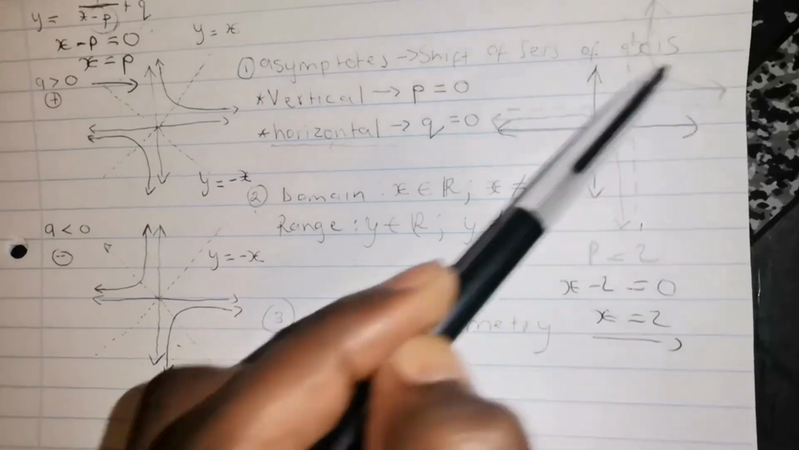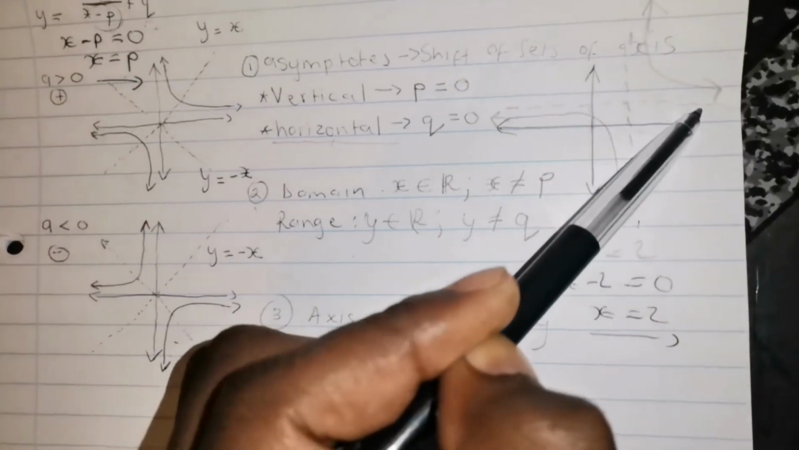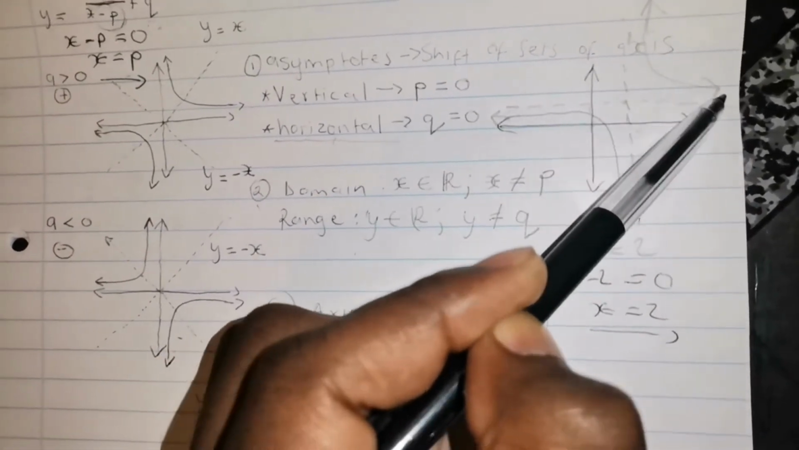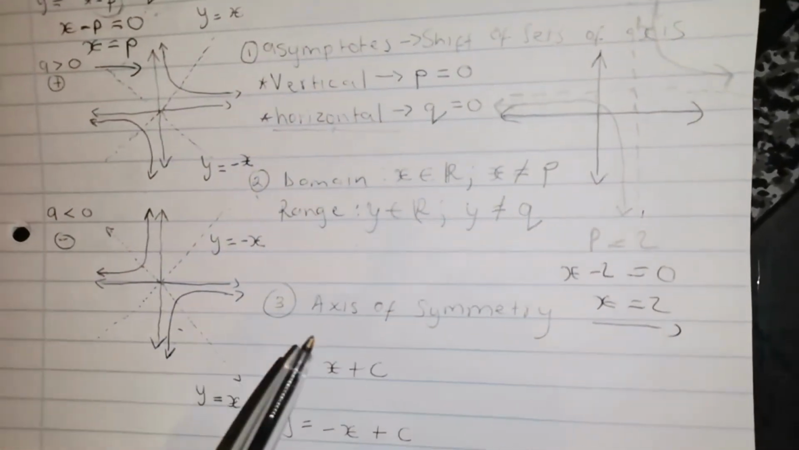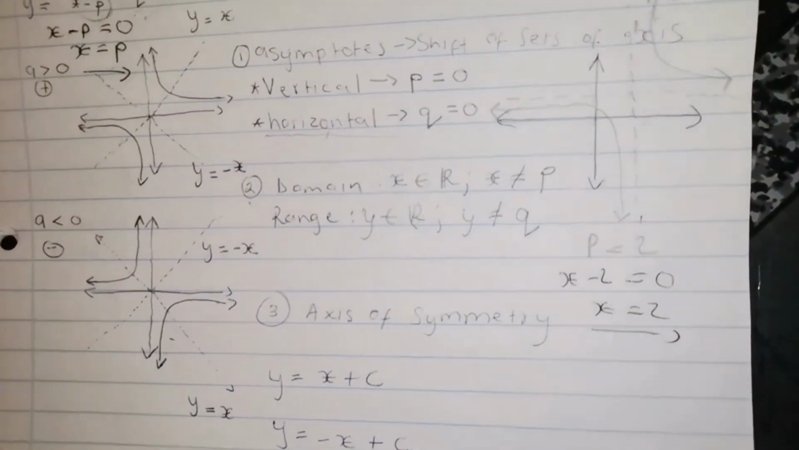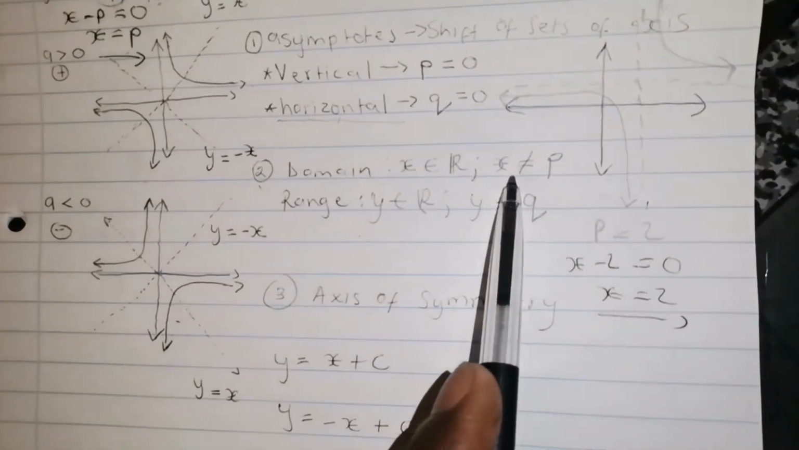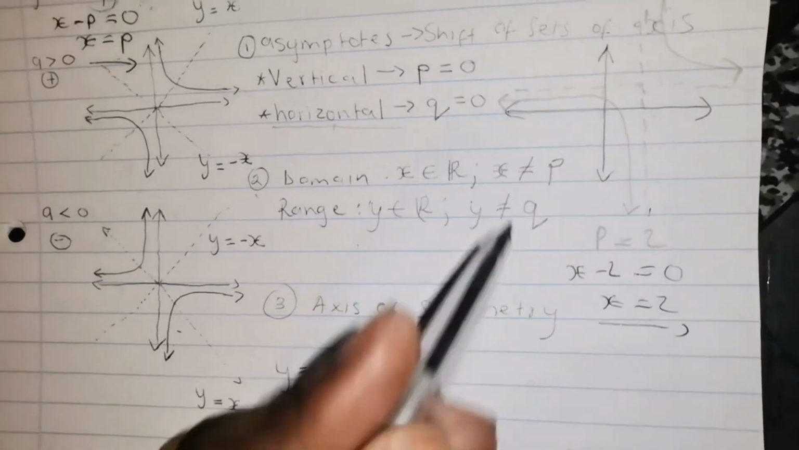Even on our horizontal line, it is going to pass next to this asymptote line up until infinity, but they don't touch it. The graph will pass next to that dotted line. Hence we say x should not be equal to p. You can just apply the equation.